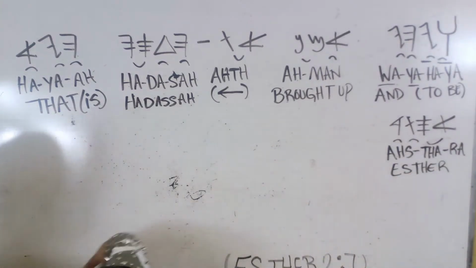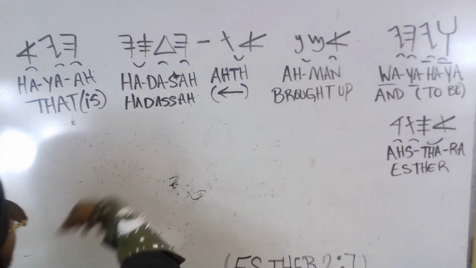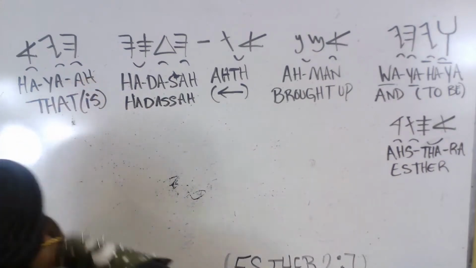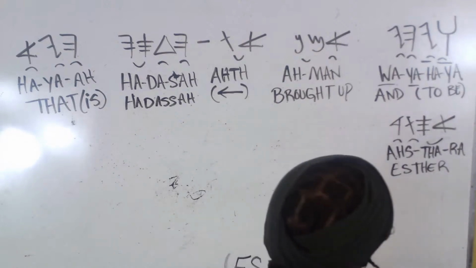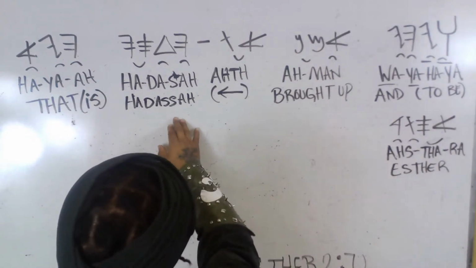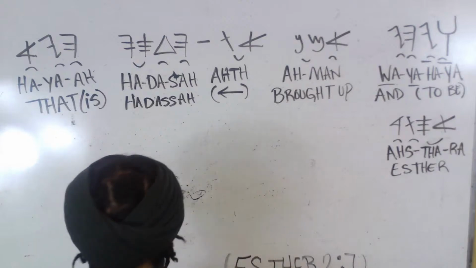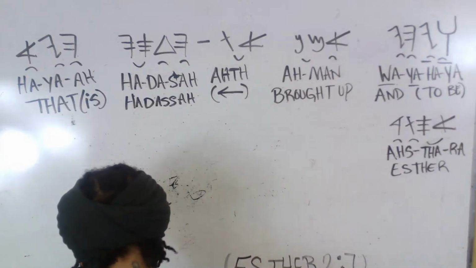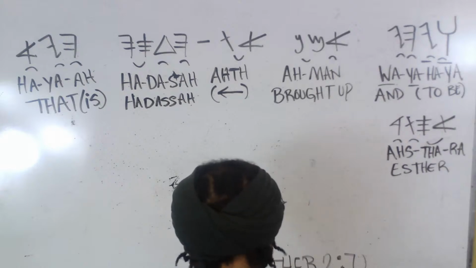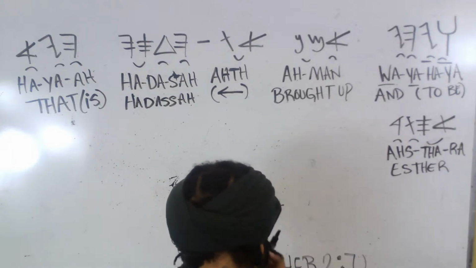Wayahaya and Amun brought up Hadassah, Hayah, that is Astara, that is Esther, right? I said Esther right here, but I should have said Hadassah. So, and brought up Esther, okay? And we're going to keep on going.